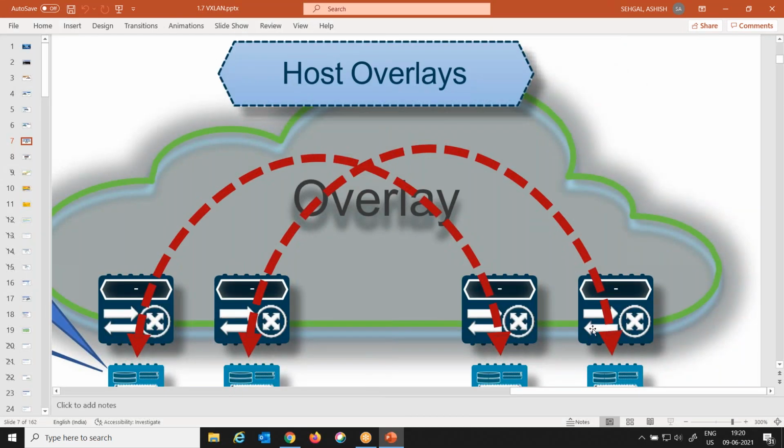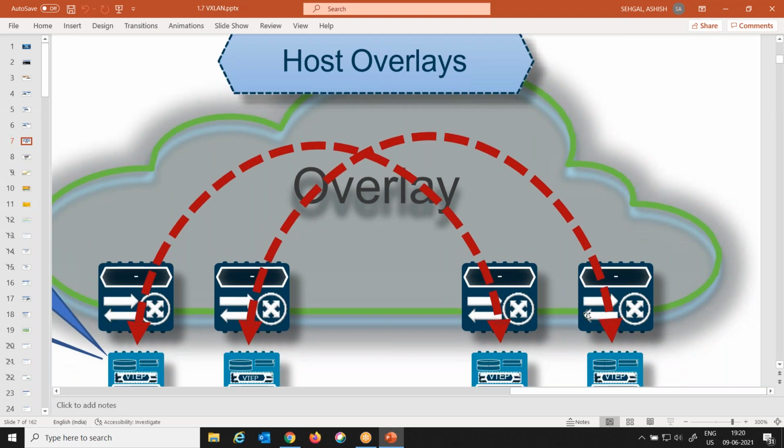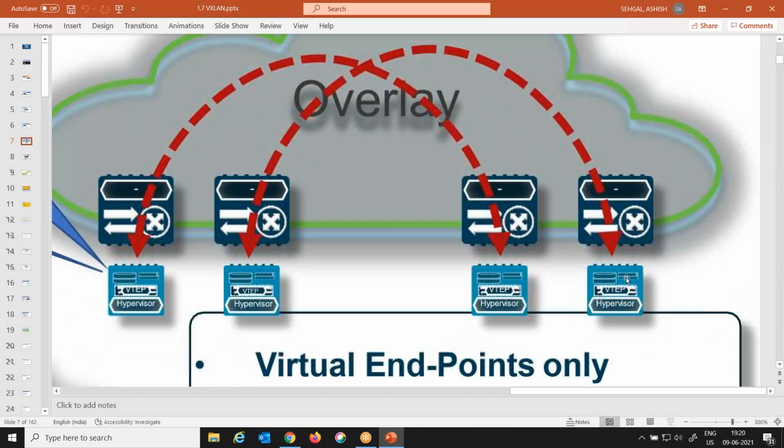Now we go to our host overlay. In the case of host overlay, the VXLAN tunnel endpoint, the starting point, is not on the physical switches. In fact, we have bypassed them. Then the question is, where exactly are they? My dear friends, you can see the tunnel begin and tunnel end point are on a device mentioned over here as hypervisor. What is this hypervisor? Hypervisor is nothing but a virtual platform for the purpose of virtualizing the server.